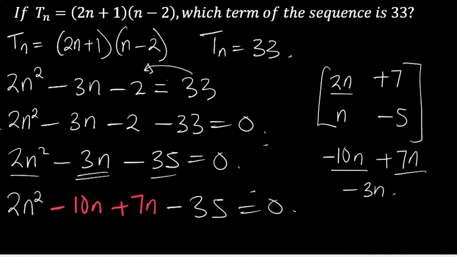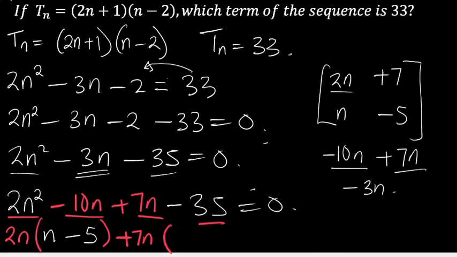Now if you look at this, you see that there is a common factor here. The common factor there is 2n. So 2n is a common factor. Factor it out. If you use 2n to divide 2n squared, you have n. If you use 2n to divide minus 10n, you have minus 5. Now what is common here is plus 7n.